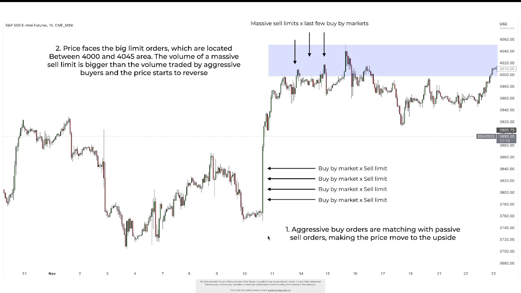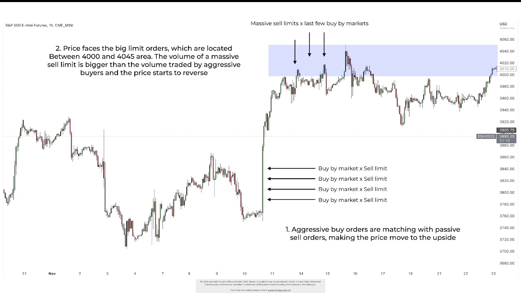We see that the aggressive buyers jumped in the market and they just filled all the sell limit orders that were above the current market price. And by doing so, they moved the price to the upside. When the price went up sufficiently, price faces new big sell limit orders, which are located between 4,000 and 4,045 price area. Currently, all the buyers already got their orders filled. And when they reach these huge sell limits, we don't have enough aggressive buyers to break through this massive sell limit area. It doesn't make sense.